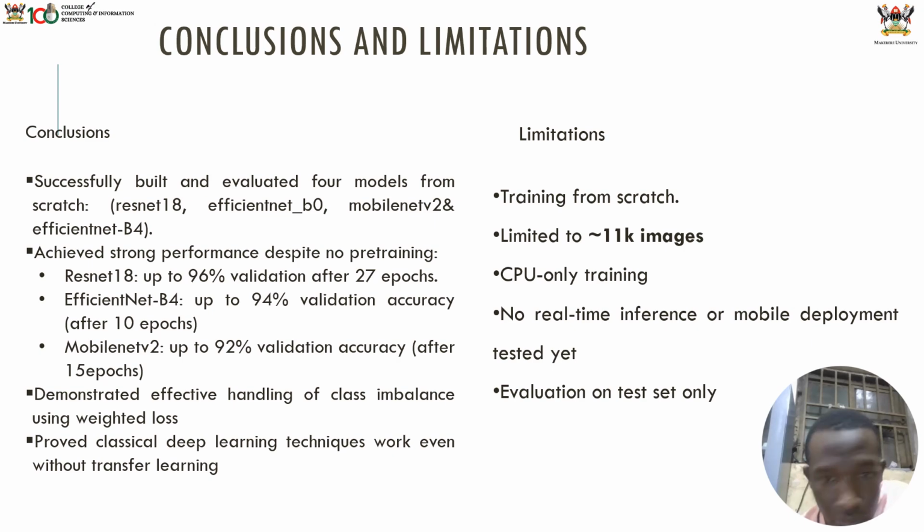Then we shall have our conclusions and limitations. We successfully built and evaluated four models from scratch. That is ResNet 18, EfficientNet B0, MobileNet V2, and then EfficientNet B4. We achieved a strong performance for most of them. ResNet had almost 96% after 27 epochs, EfficientNet 94, and then MobileNet also 92 after several epochs. Then the limitations, one of them: we are training from scratch. We have limited data, CPU only training, and no real-time inference or model deployment tested yet, but we are working on it and it is to be done as soon as possible.